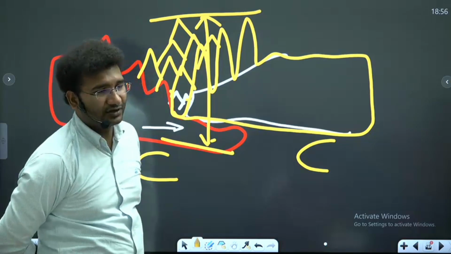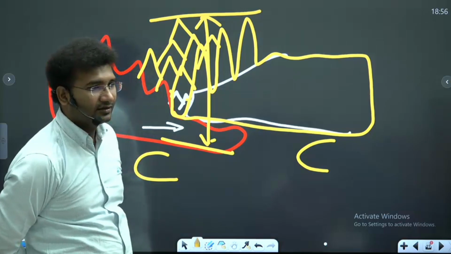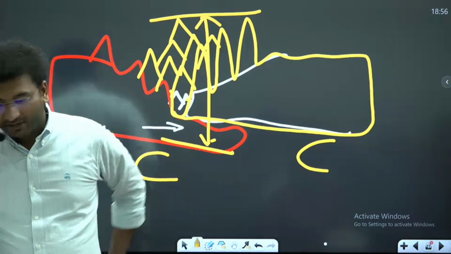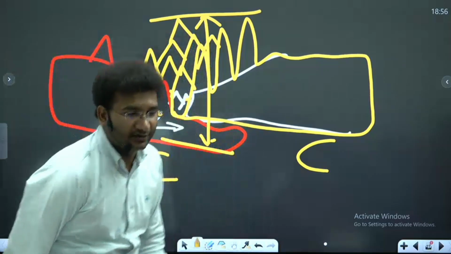And divergence of continent and continent you have already seen in the case of Africa. Right? So broadly, this is what your plate tectonics is.